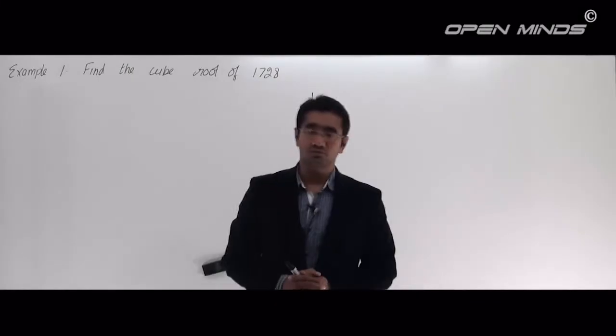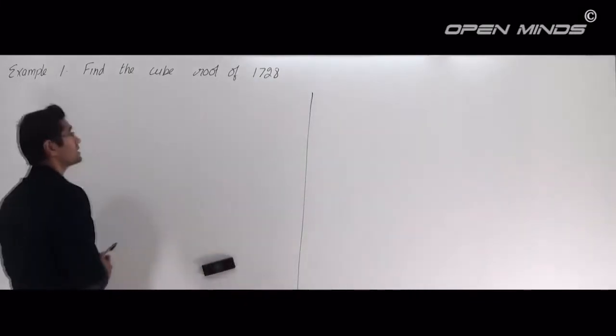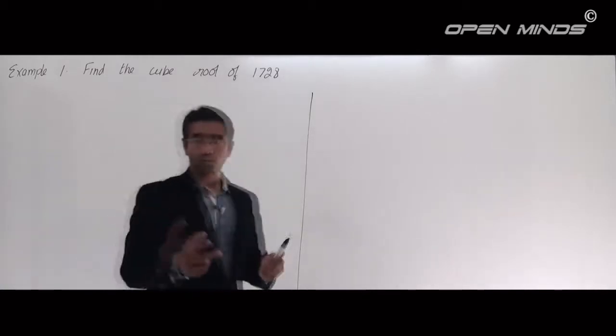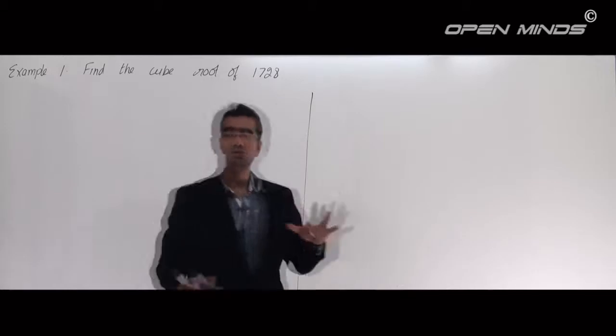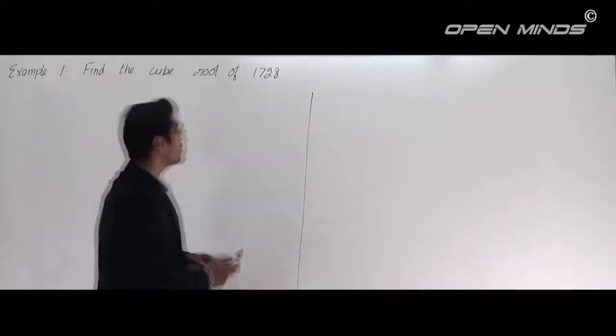Let's solve the problem on the board to find the cube root of the given number, that is 1728. There are two ways of doing it. One is using the divisibility test by 9 and 3, and the other one is to find the prime factors. Let's check which is easier for you.